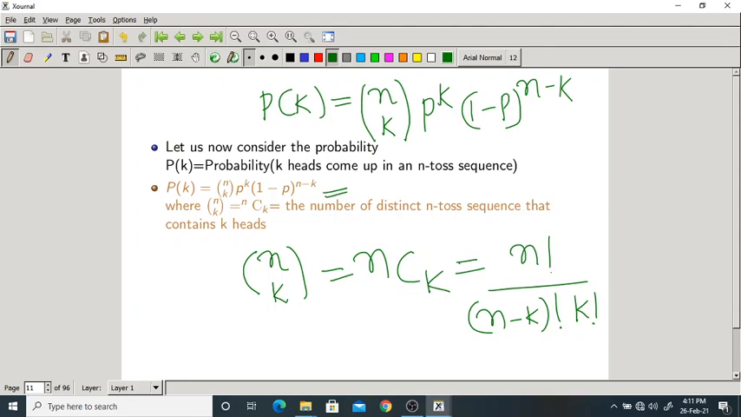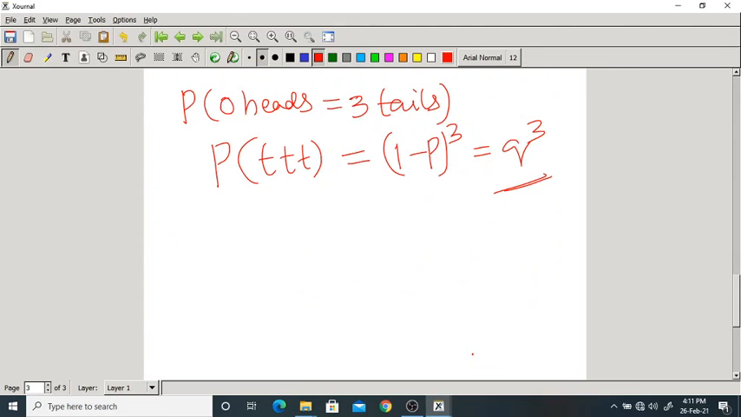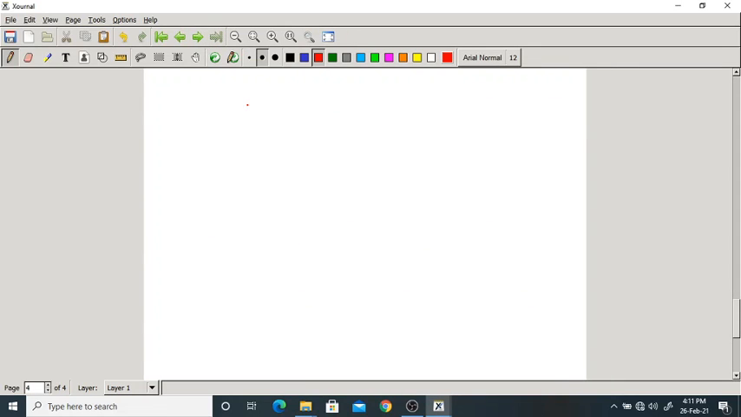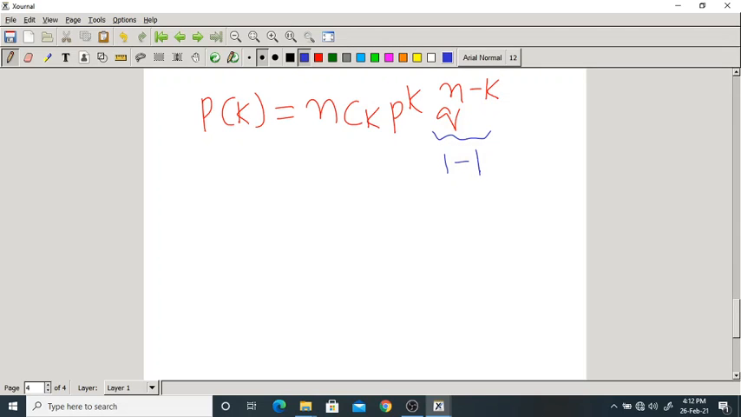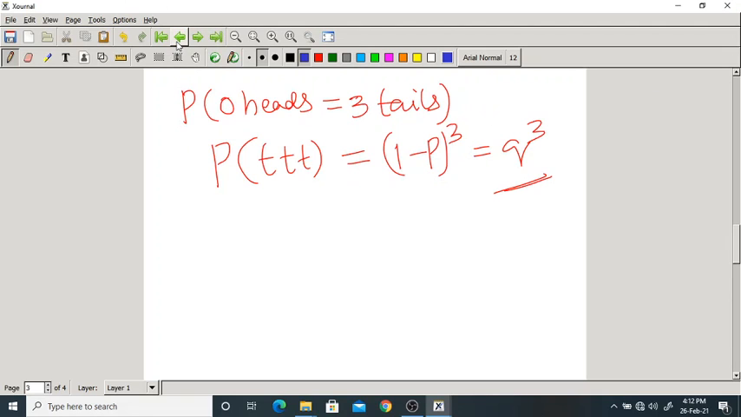Now, if you take any generalized experiment of tossing a coin n times, then what is the probability of getting k number of heads? P of k equal to nCk p power k q power n minus k. You can also write q power n minus k. Why? Because what is q equal to? 1 minus p. See, if you remember, we have done the same thing in the previous example also.